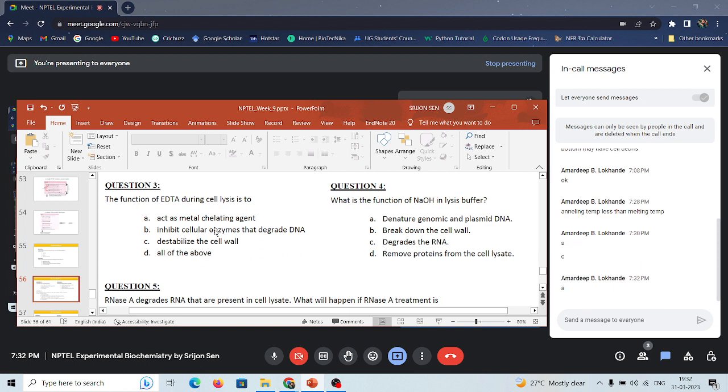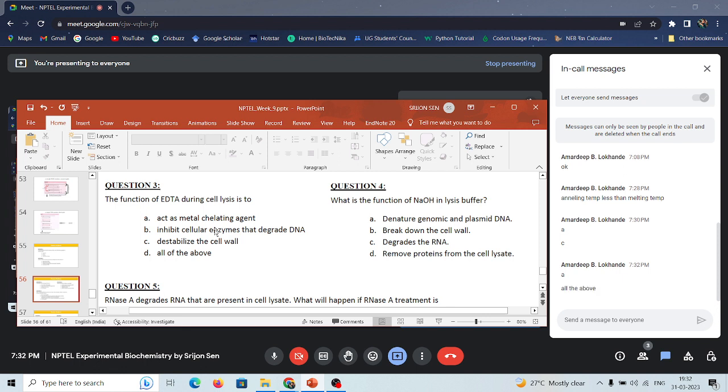A, it acts as a metal chelating agent. Yes, that is right. It acts as a metal chelating agent, but it also is important in destabilizing the cell wall. It destabilizes the cell wall, and it also inhibits the cellular enzyme that degrades your DNA. So all of them are actually correct. Yes, all of the above is correct.